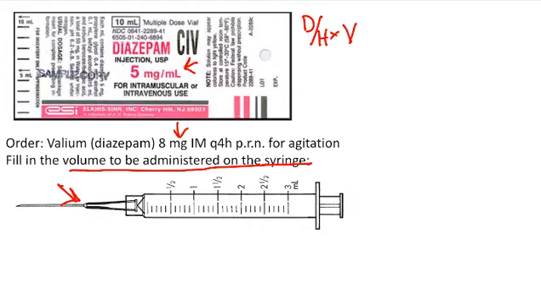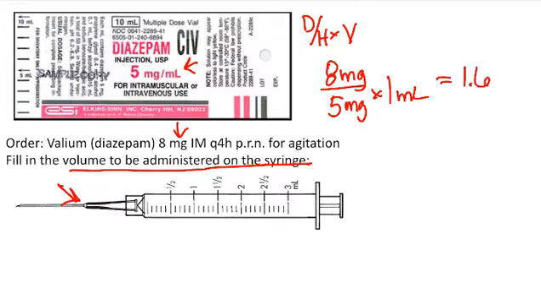So D, 8 milligrams is my doctor's order. What do I have? I have 5 milligrams times 1 milliliter. Go into my calculator, 8 divided by 5 times 1 equals 1.6. Now, my answer is not 1.6. My answer has to be colored in. So I'm going to look at this and I see 0.5, I see 1, 1.5, 2. So I'm going to go to 1.6 right here because that's 1.5 and 1.6 is what I want. And you don't have to completely color it in, just make it clear that it's 1.6 where you want it filled. Okay.